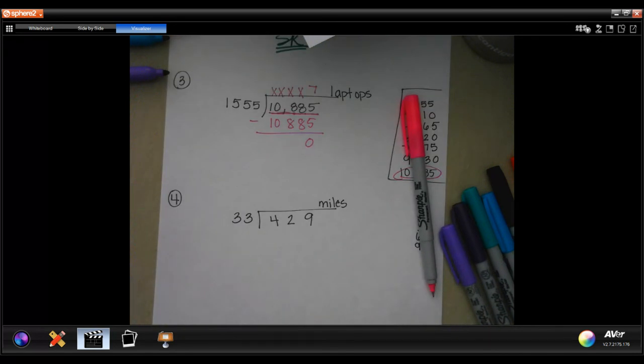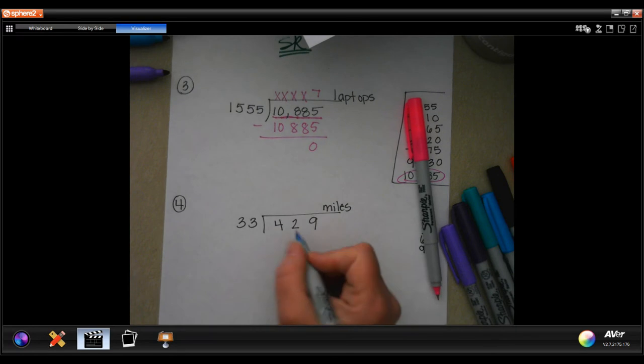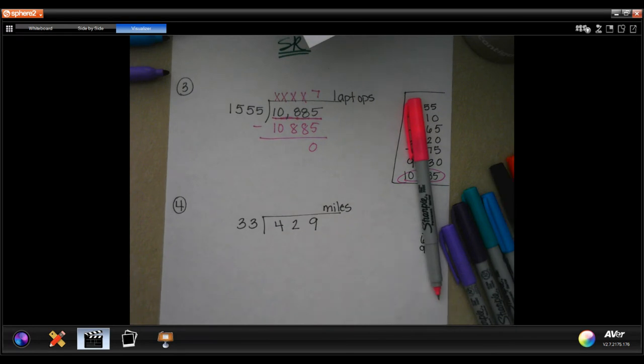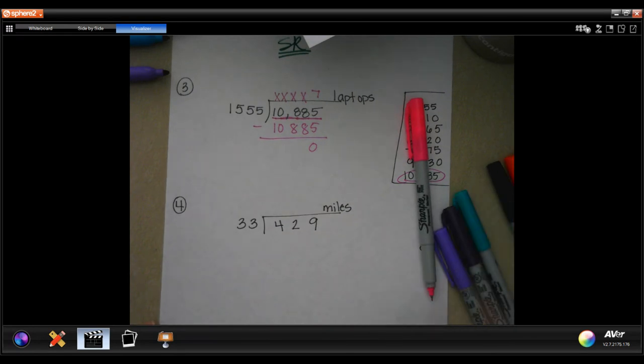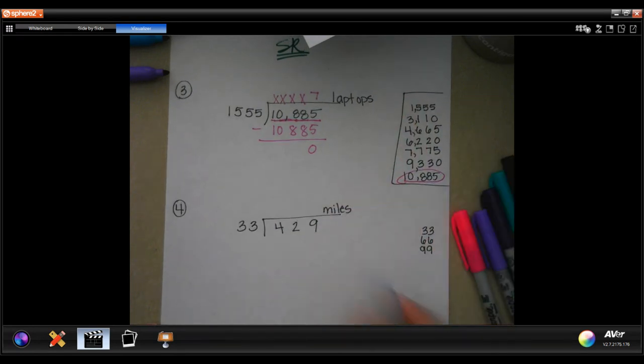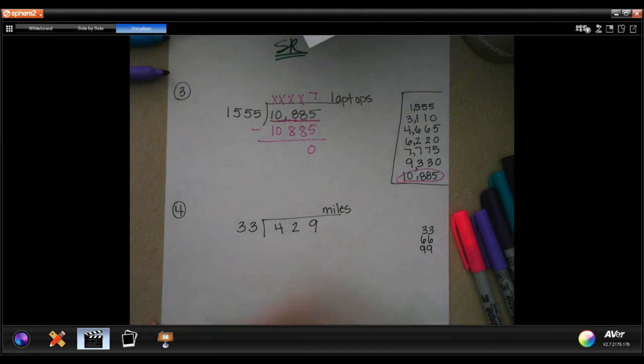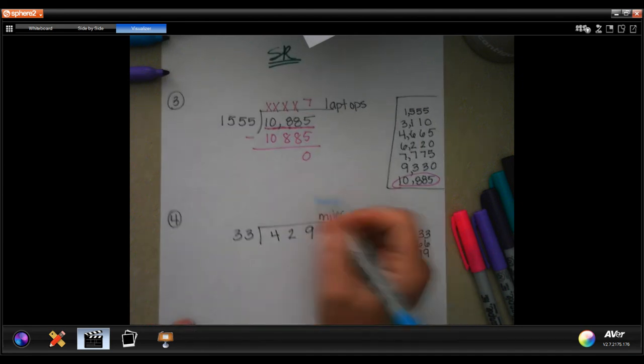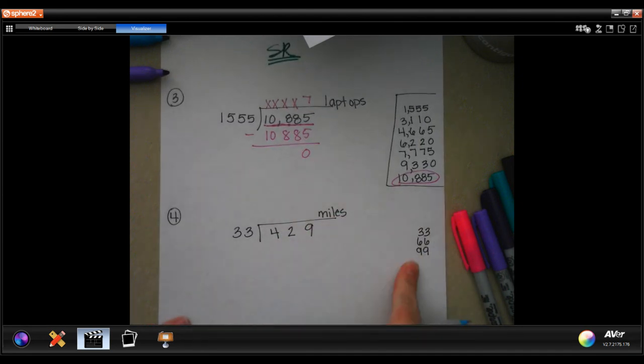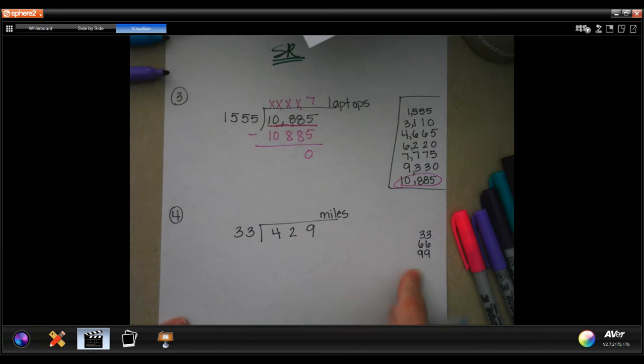Number 4 says Kyle drives his truck 429 miles on 33 gallons of gas. How many miles can Kyle drive on 1 gallon of gas? So we need to take the total of 429 miles that he drove divided by how much gas he had, which was 33, to find out how much each mile is. Okay? So again, over here I write down multiples of 33 because these ones might be easy to get, and past this I have no idea.